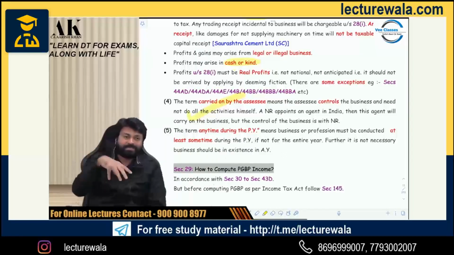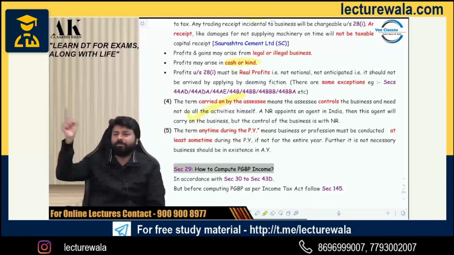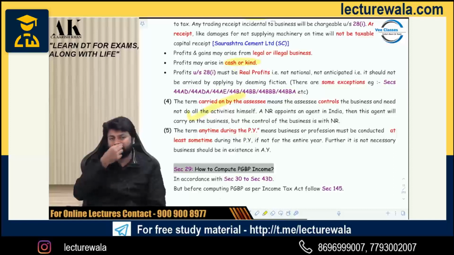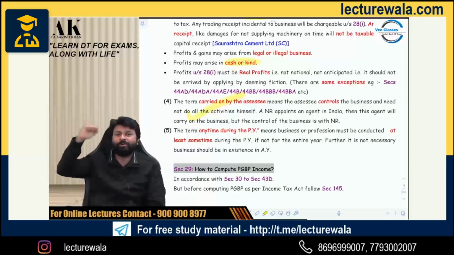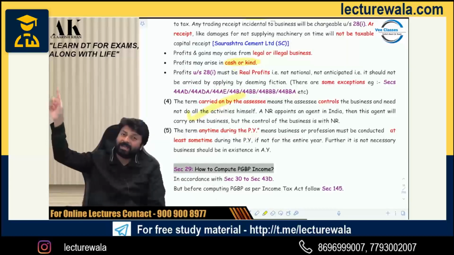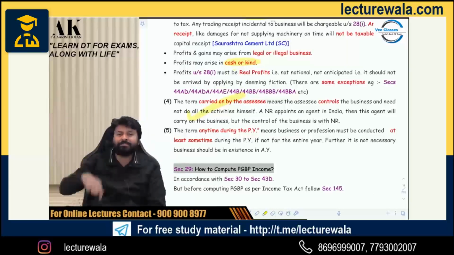One agent has to be sat in India, who will work on behalf of them, will complete all the formalities that the NR is supposed to do in India. So who is doing the business? The agent is doing? No. Business is done by NR. SSE is NR who is controlling the business. SSE is not an agent. Agent cannot be called as a business. It is the businessman who is sitting outside India, NR. That is the person who is doing the business.